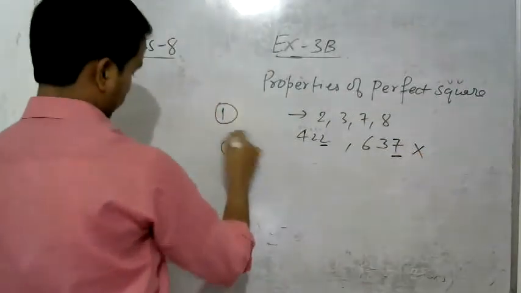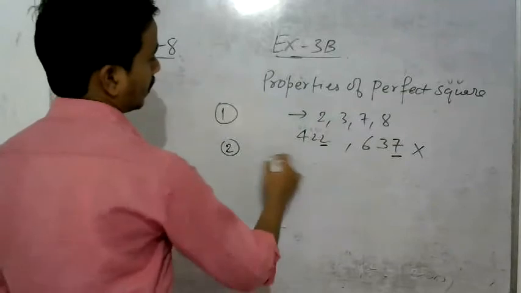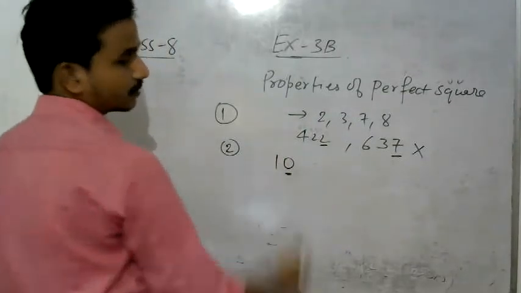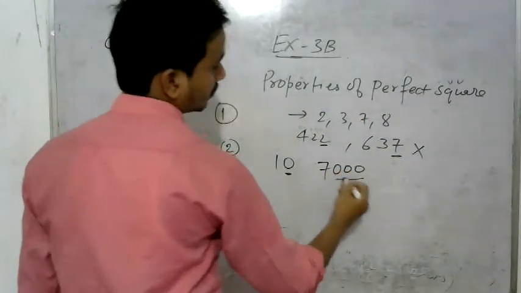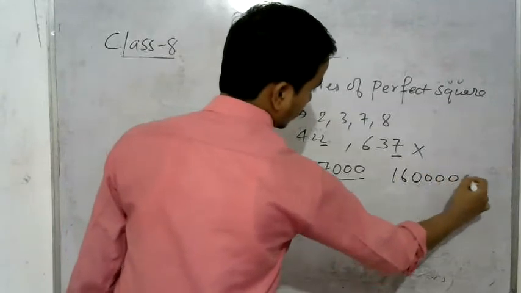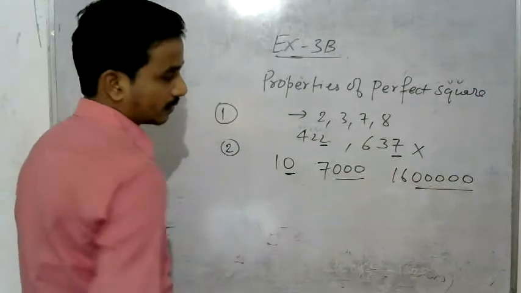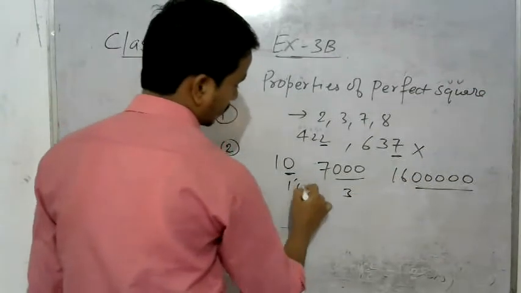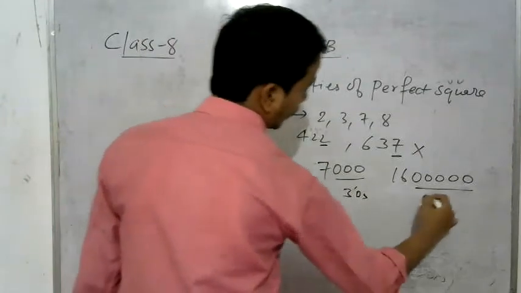The second property is that a number ending in an odd number of zeros is not a perfect square. For example, how many zeros does this number have? 1. How many zeros? 3. How many zeros? 5. So these numbers end with an odd number of zeros: 1 zero, 3 zeros, and 5 zeros.